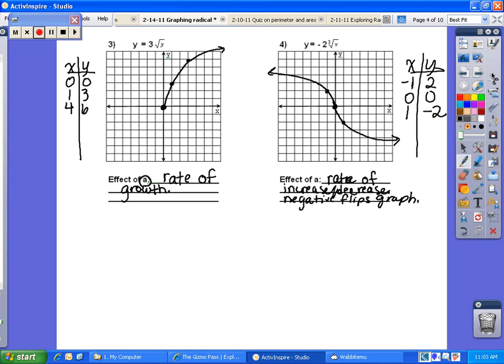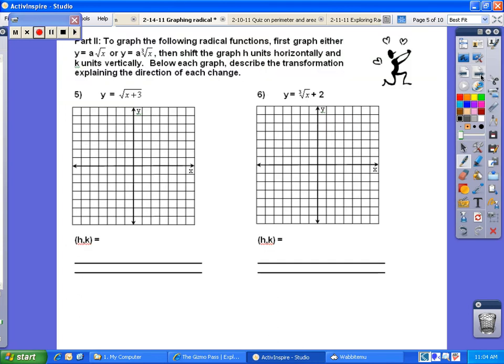Okay. So let's move on. In part 2, you want to graph the radical functions and then identify h and k. We talked about this on Friday. And then you want to shift the graph h units horizontally and k units vertically, and then describe the transformation for each.